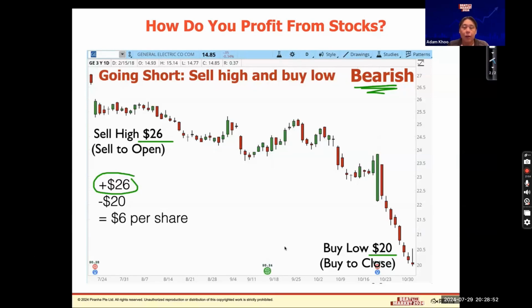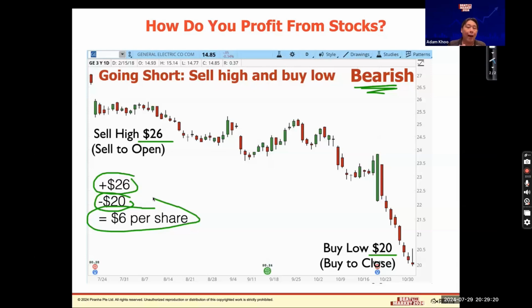So when you buy at 20, money goes out because you're buying. So it's a debit. Okay, so credit 26, debit $20, you make a profit of $6. Ta-da! And when you buy the shares back at $20, you then return the shares to the broker. So the broker is happy, he got his shares back. You're happy, you made money. Okay, so that's called short selling.